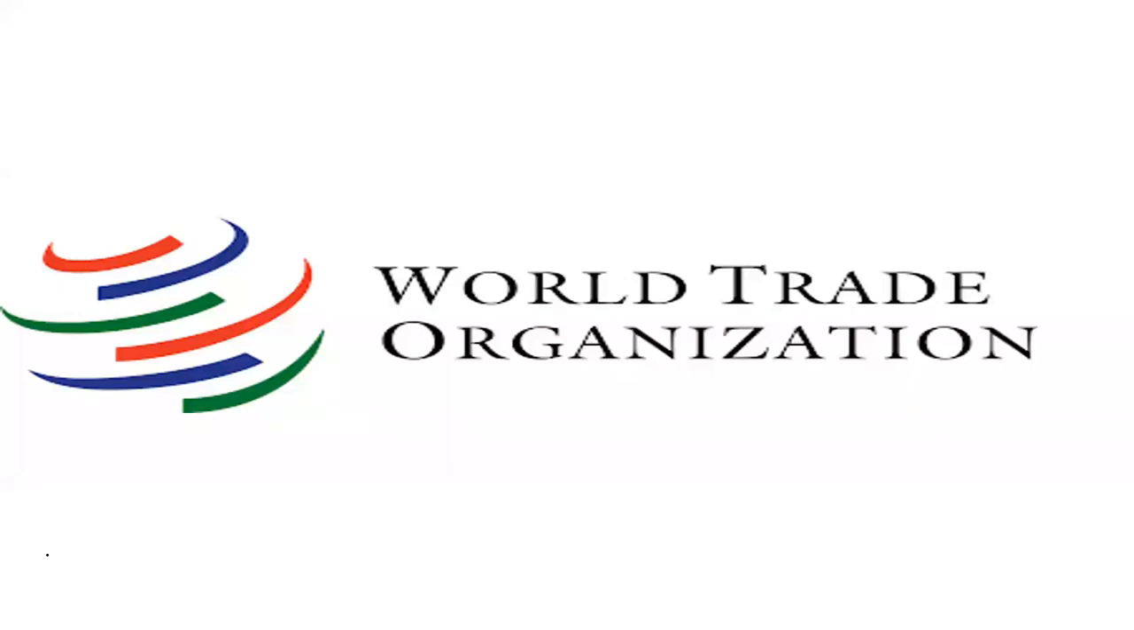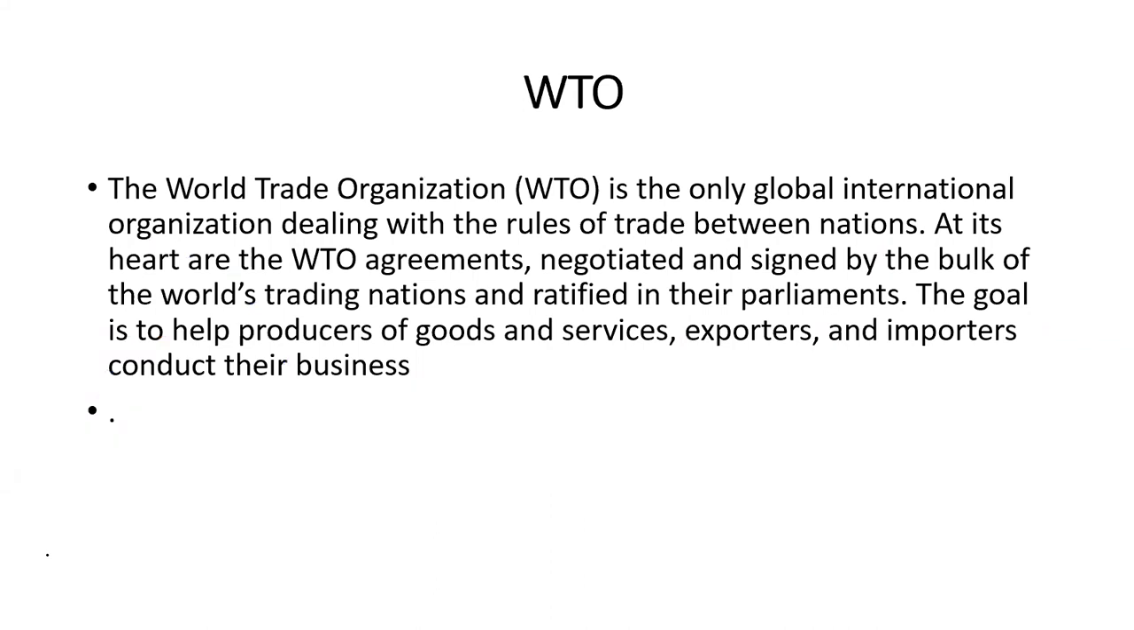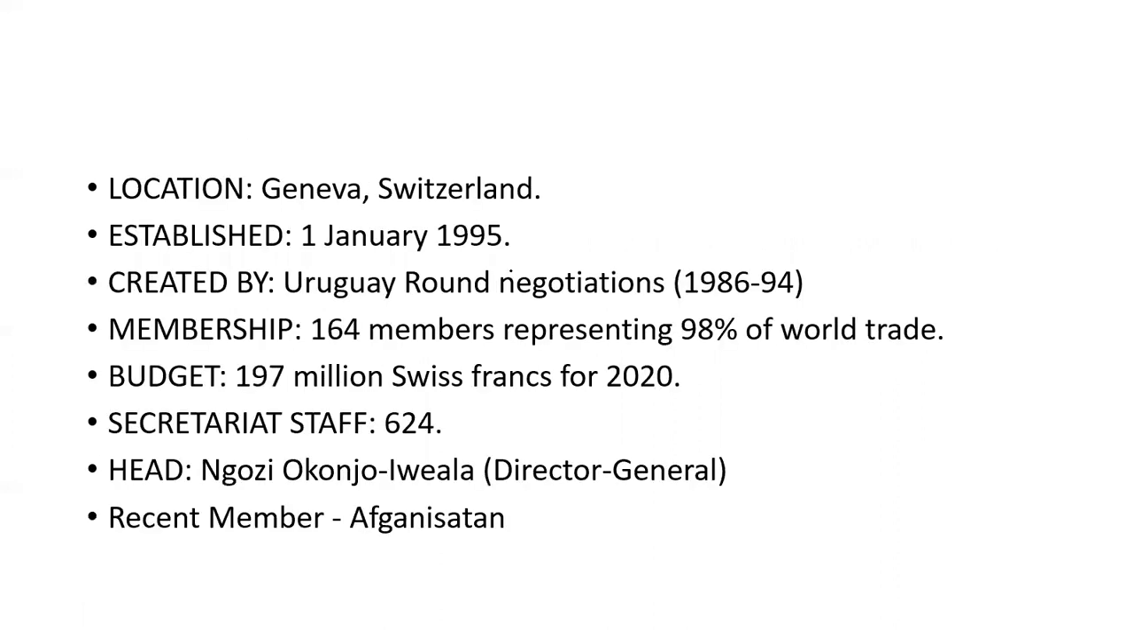Now we are starting with the World Trade Organization, WTO, one of the most important topics. What is the WTO? It is the only global international organization dealing with the rules of trade between nations. WTO agreements are negotiated and signed by the bulk of the world's leading nations and ratified in their parliaments. The goal is to help producers of goods and services, exporters and importers conduct their business. Basically, WTO provides assistance in case of any issues associated with trade, like trade barriers or very strict rules in some nations. In this case, WTO assists in resolving them.